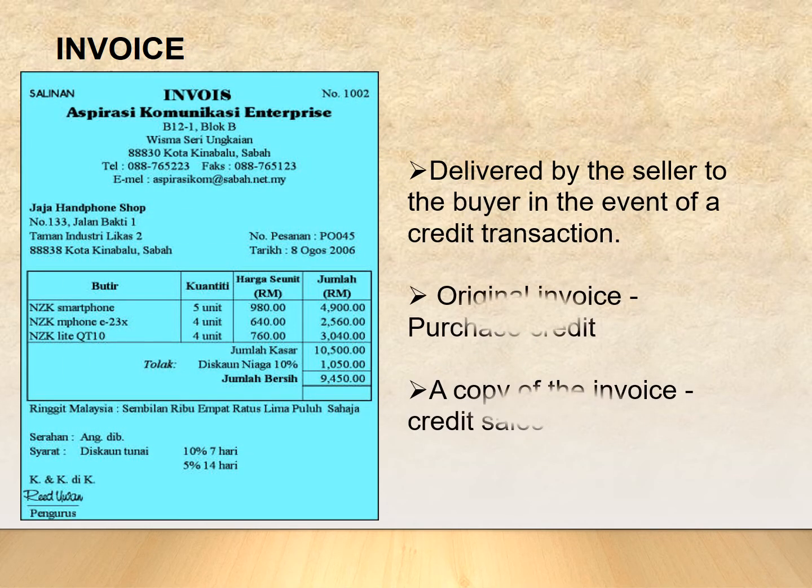Okay, take a look at the first document, which is the invoice. It is a document delivered by the seller to the buyer in the event of a credit transaction. It indicates the products, quantities, and agreed prices for products or services the seller had provided to the buyer. Payment terms are usually stated on the invoice. The original invoice, purchase credit, will be received by the customer, and a copy of the invoice, credit sales, will be kept by the seller.